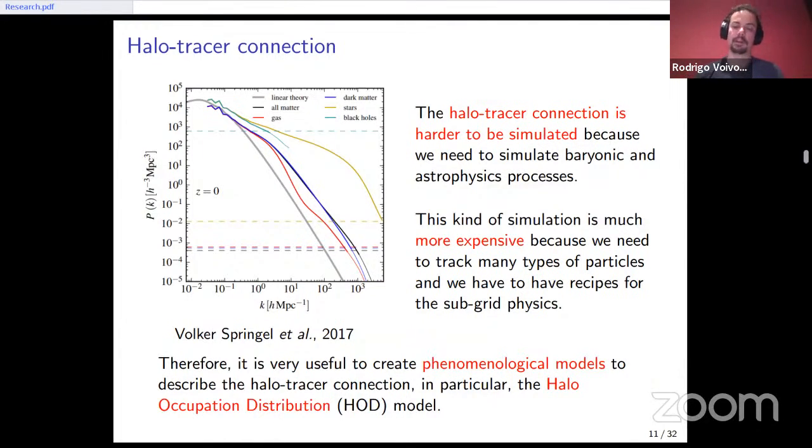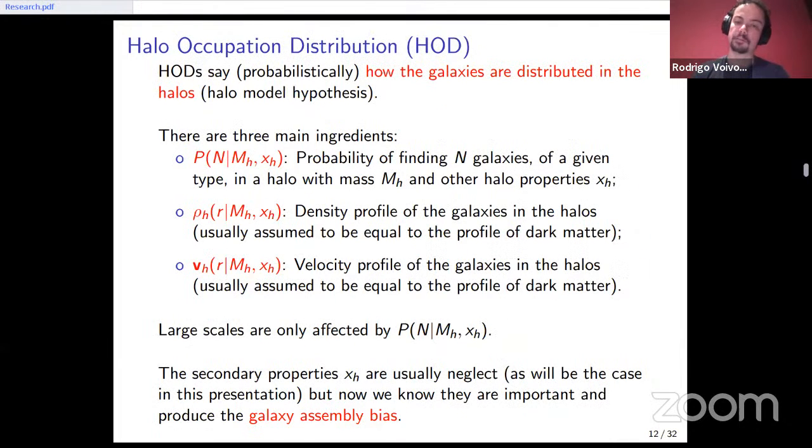Okay, and the halo occupation distribution model basically tells how the galaxies are distributed in the halos, okay, which is the basic ingredient that we need now. And you can split these HOD models into three main ingredients. The first one is just the probability of finding any galaxy of a given type, okay, or, I don't know, some mass of gas or something like that, in a halo with a given mass.